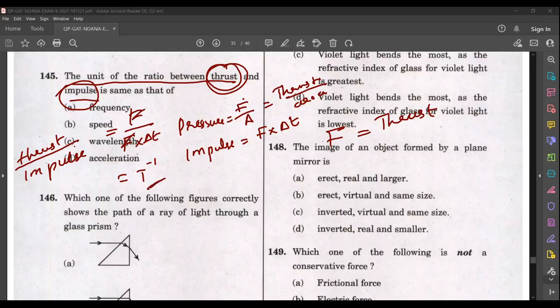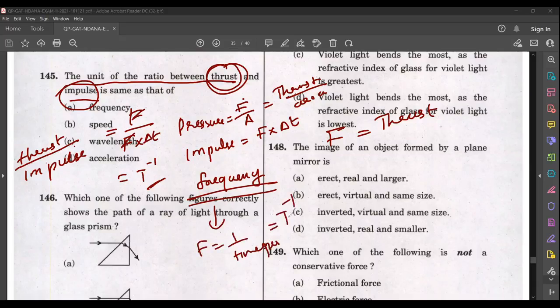So time inverse is the unit of what? What is the reciprocal of time period? So the time inverse is the unit of frequency, isn't it? Because we know frequency is 1 by time period, isn't it? So unit of frequency you can write as time inverse.